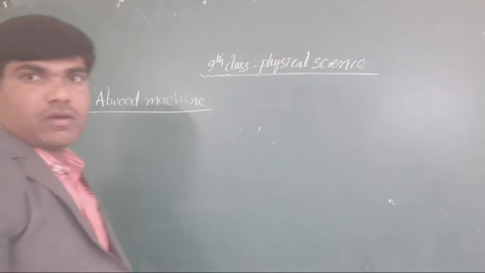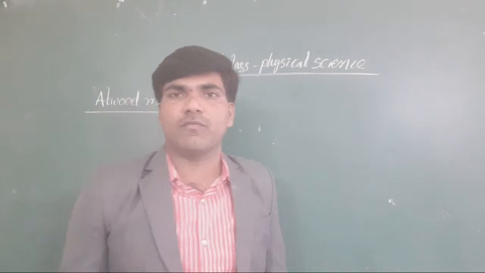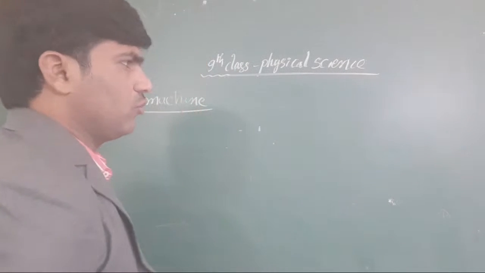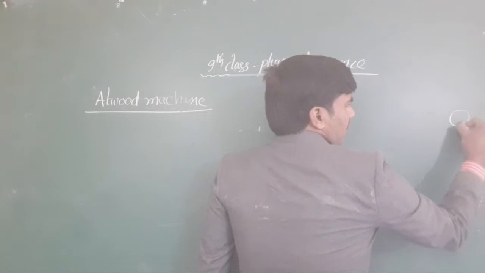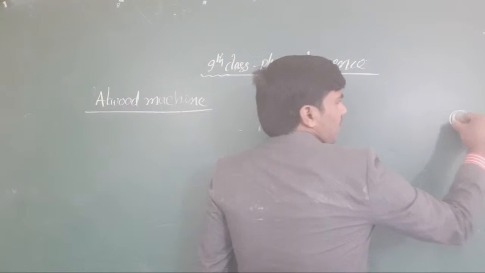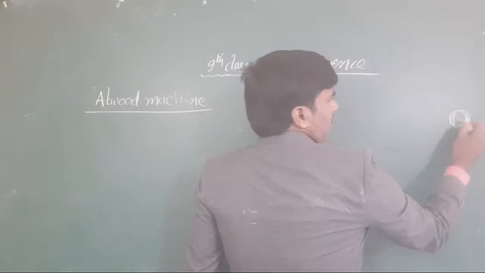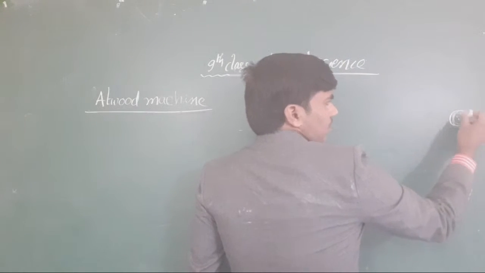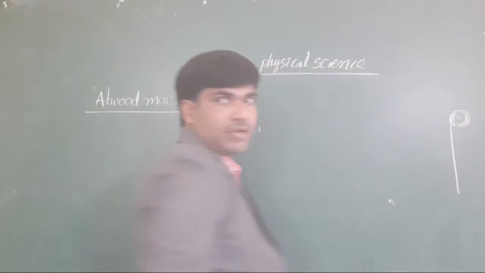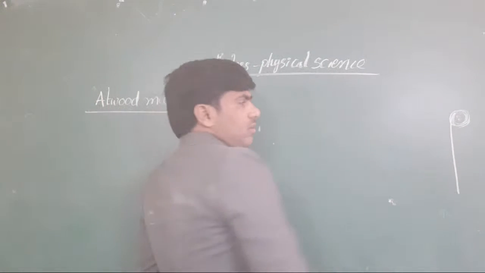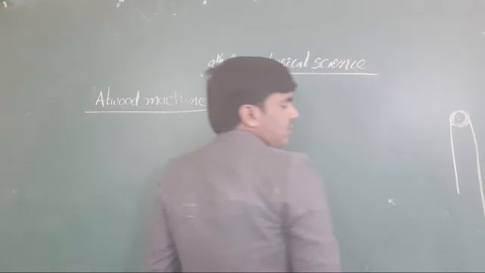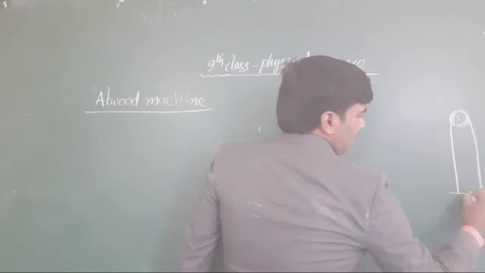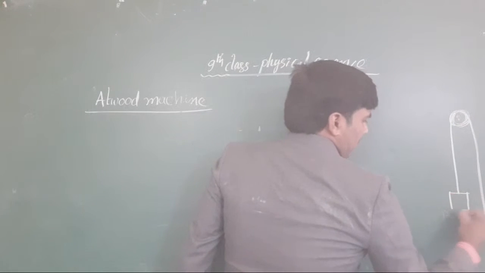Students, here we are going with the Atwood machine. You know very well what an Atwood machine is. Yesterday we already considered it. We take our pulley like this. Around the pulley we have taken one string. On one side we have taken one string, and on the other side we have also taken a connection of the strings. The ends of the strings are connected with masses.